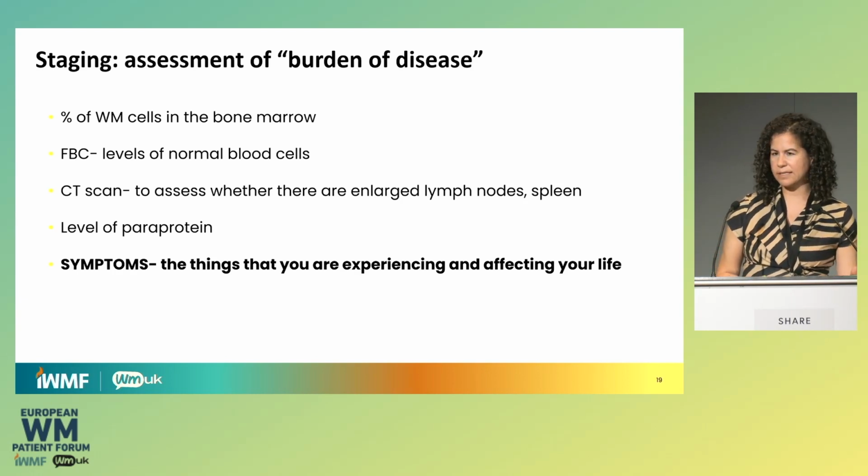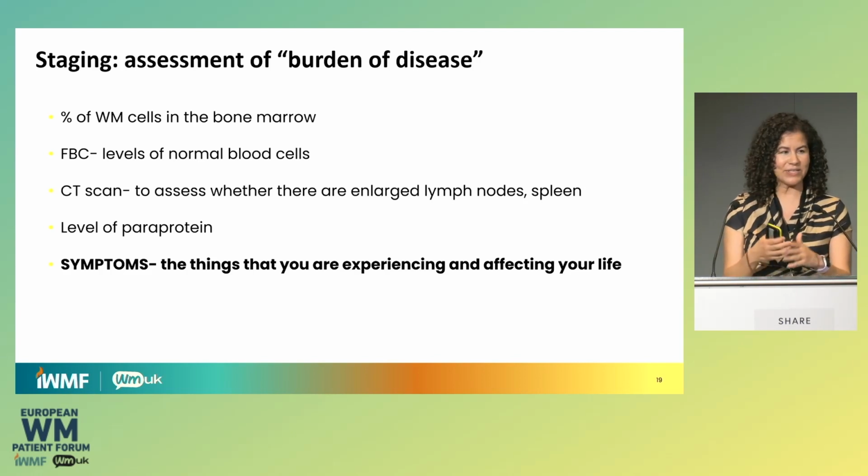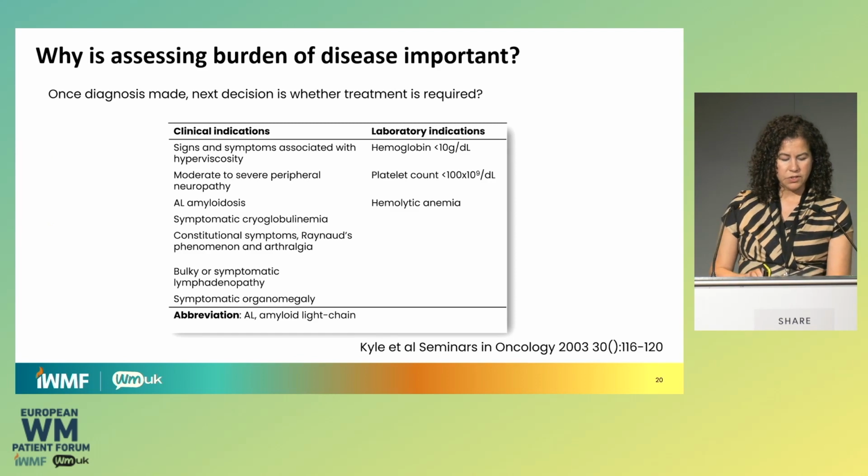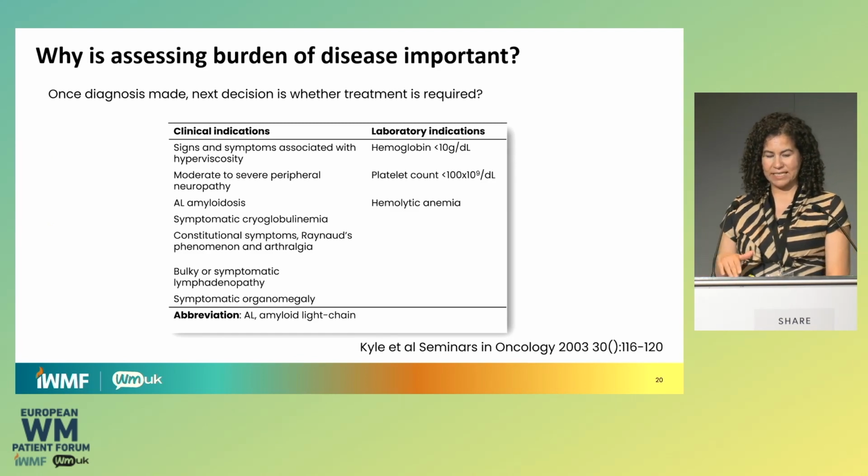But of course, all these things give us an assessment of how much disease we think you've got in your body, but one of the most important things is how you're experiencing it. I could have two patients who come with pretty much the same burden of disease, but one person is still getting on with their life and not getting that many symptoms related to it, and another person where it's completely changed their life and they're not able to get out of the house, for example. So this gives us a guide, but it's not the only thing, and there's a lot of variability.